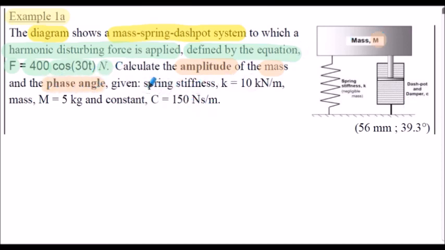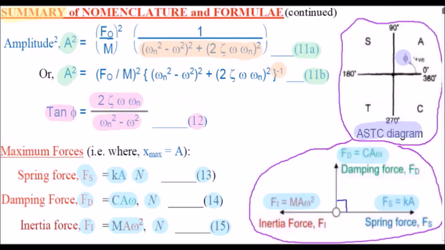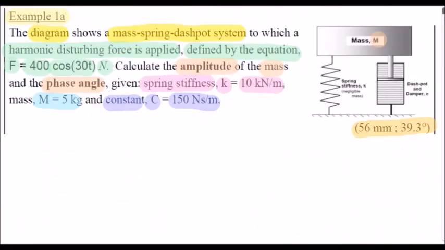Given the spring stiffness K is 10 kilonewtons per meter, the main mass M is 5 kilograms, and the damping constant C is 150 newton seconds per meter. The answers are given in the bracket here. And essentially we'll be using equations 11 and 12 to solve this particular problem. The first thing, as always, is to read the question carefully and extract the information from the question.